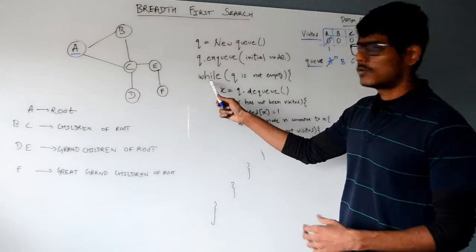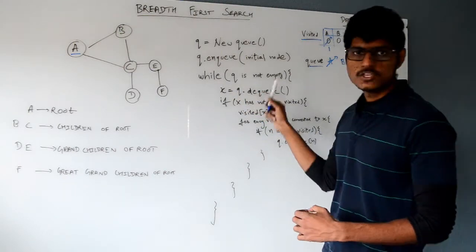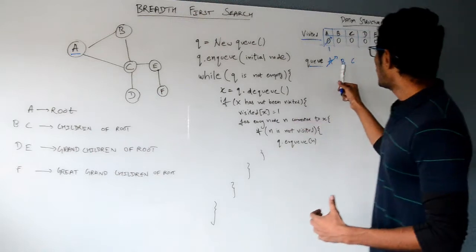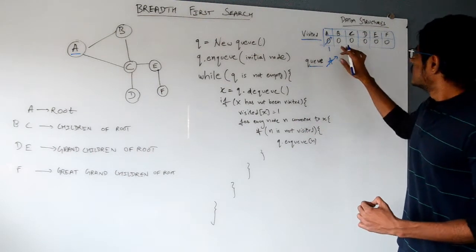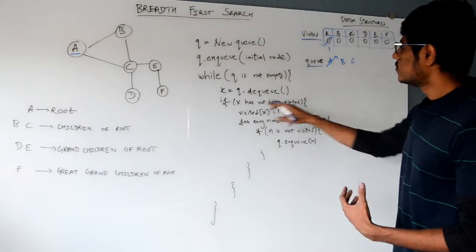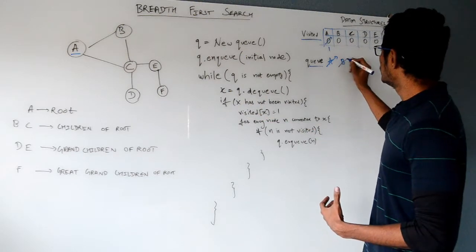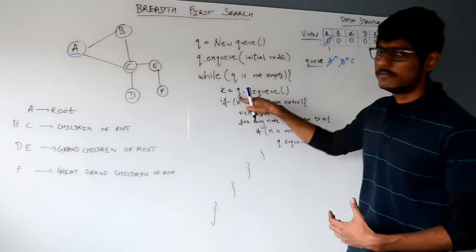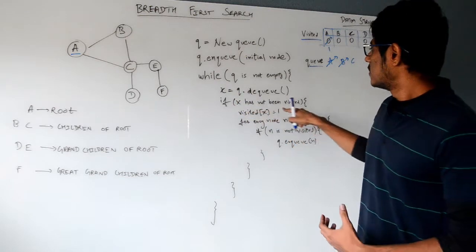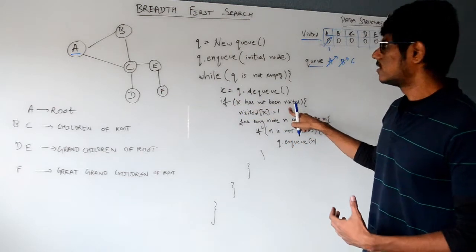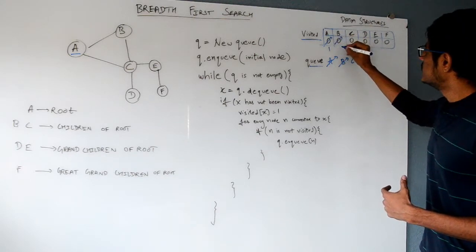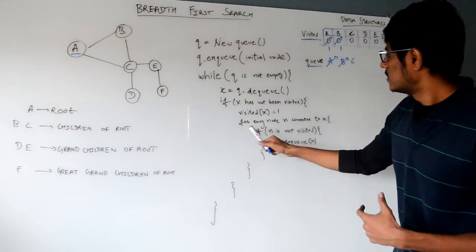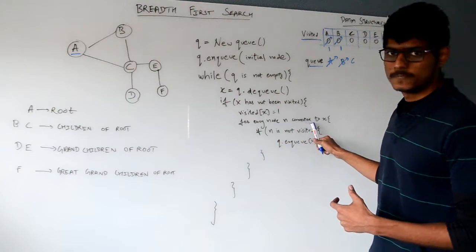So again we go to the top of the loop. Again we check if the queue is empty or not. So we have B and C in our queue now, so our queue is not empty. So we'll dequeue the queue. Now we have B with us. We'll check if B has been visited or not. Now we can see here B has not been visited, so we'll mark B as visited and then check for all the nodes connected to B.